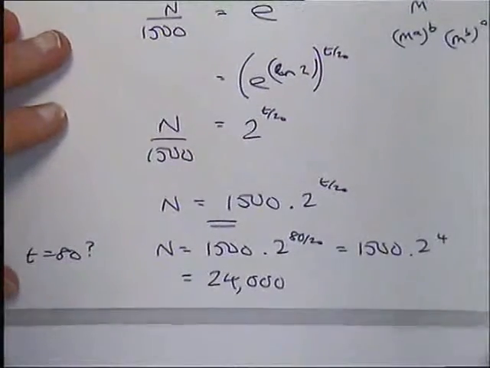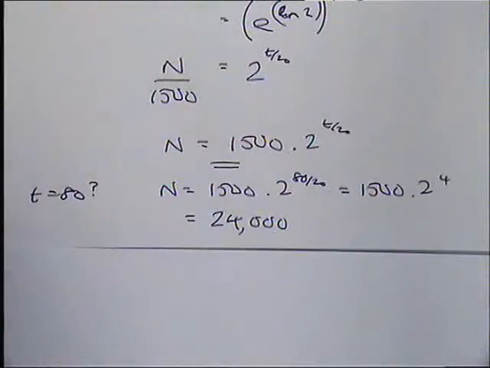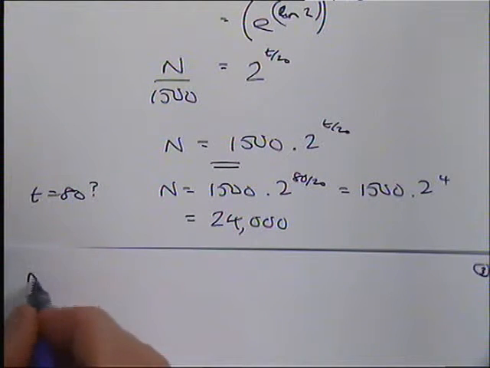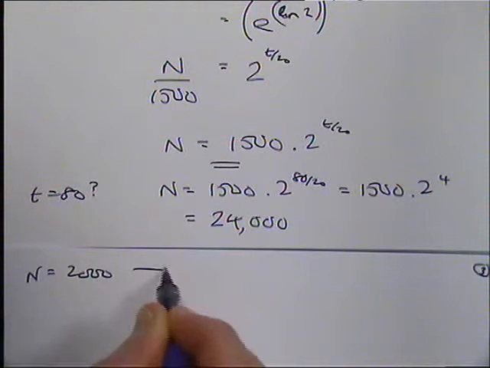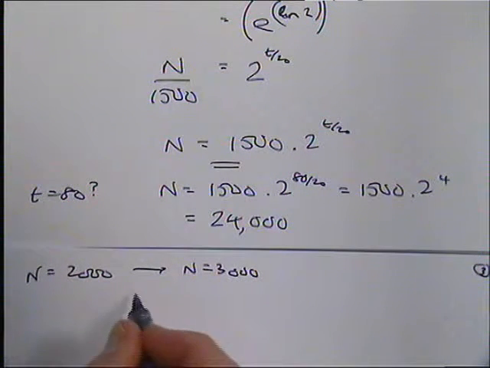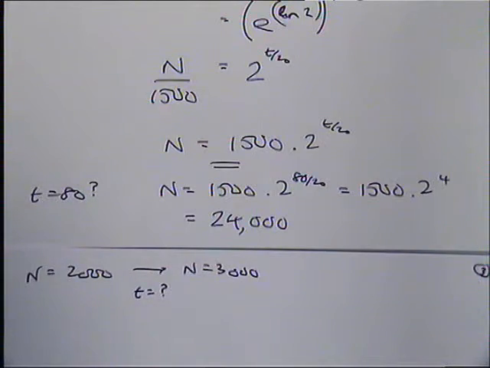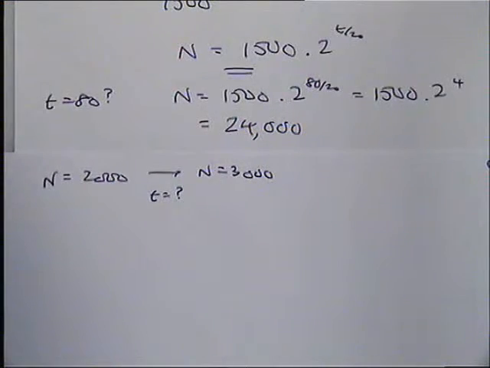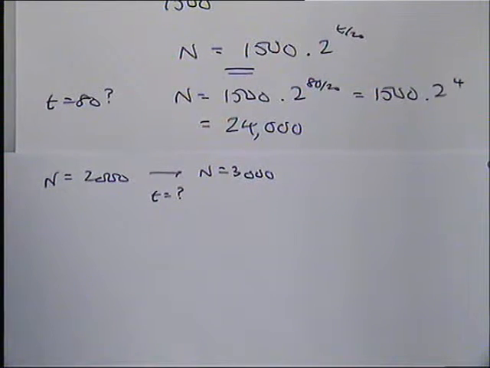Going back to the question, the next and final part of the question said, how long did it take, to the nearest minute, for the size of the colony to increase from 2,000 to 3,000? So it wanted to know how long a time period that increase was. And we know at the moment that t is in hours.